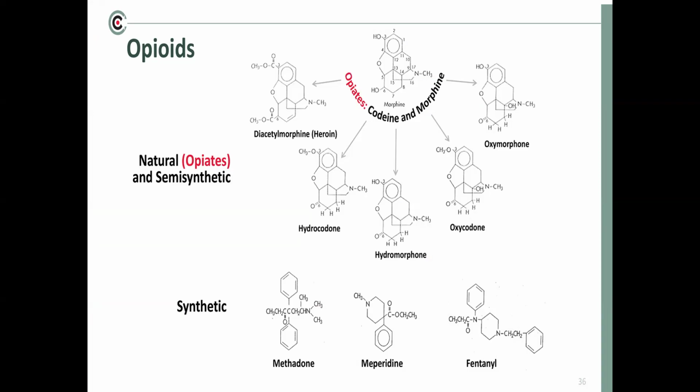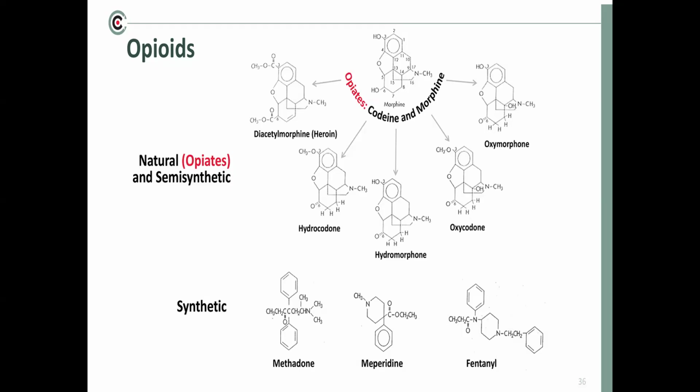Opiates are the natural form of opioids, the ones that are extracted from the opium poppy seed, like an extract, this white extract that comes from the Papaver somniferum, and basically it's composed mainly of morphine and codeine and other stuff, but this is not of our concern right now. So when I refer to the word opiates, I mean codeine and morphine.